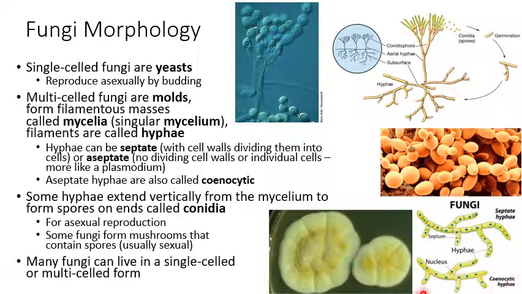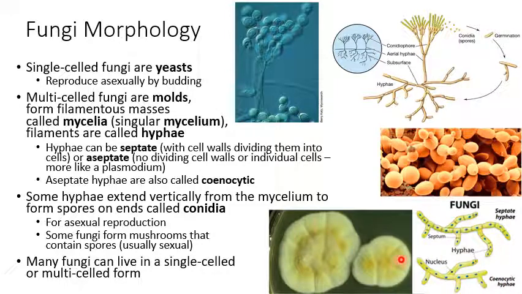At the bottom here you have the septate hyphae versus the aseptate hyphae, or the coenocytic hyphae. So in the septate you can see the cell walls that divide one cell from the next cell, so that each cell is clearly visible where it begins and ends, and it has its own nucleus. In the aseptate or coenocytic hyphae, you don't have those divisions between cells, so you still have the nuclei, but you can't see where one cell ends and the next begins, so it's all just kind of one mass.